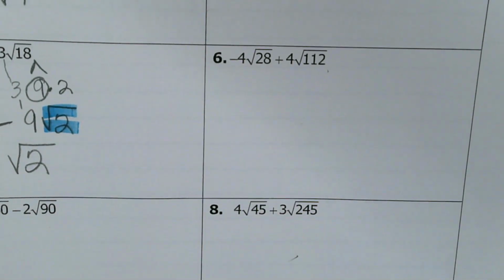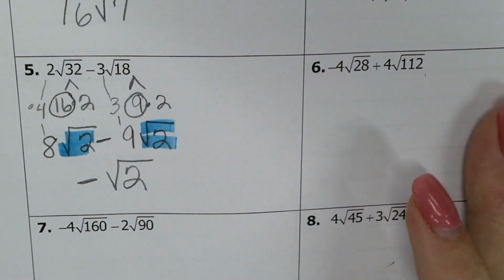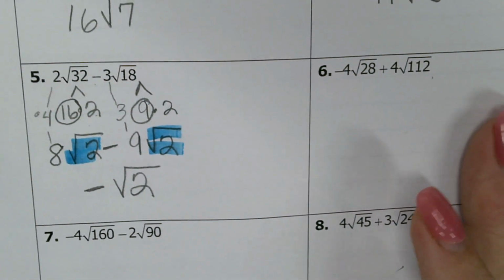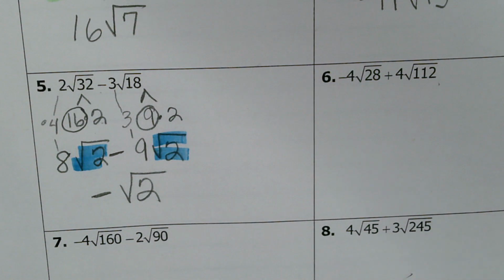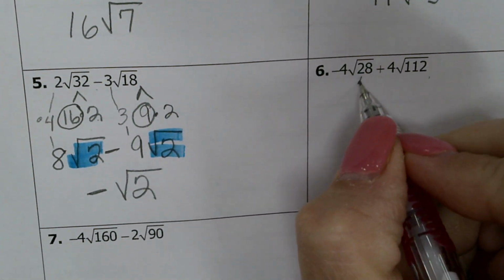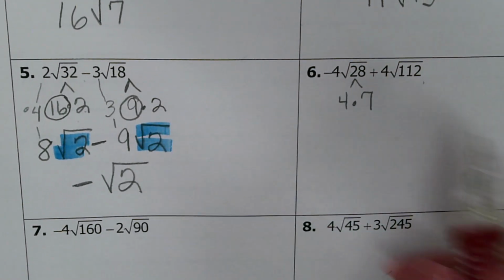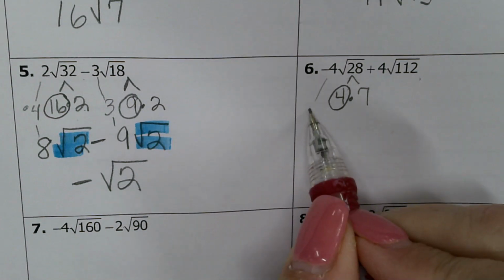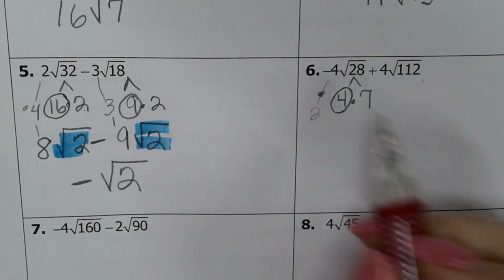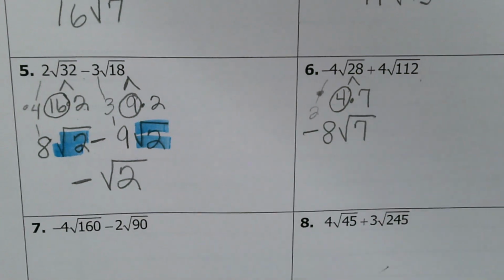Okay. Find the magic numbers for 28. What two numbers make 28? Come on, what is it? 4. 4 times 7. Alrighty. Square root of 4, what's that? 2. What's -4 times 2? -8.